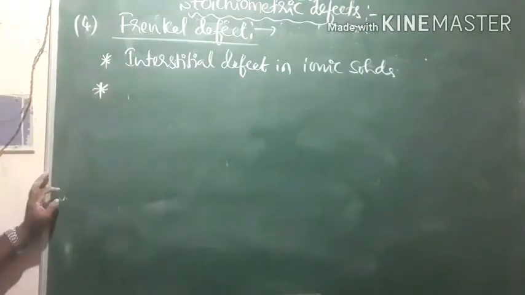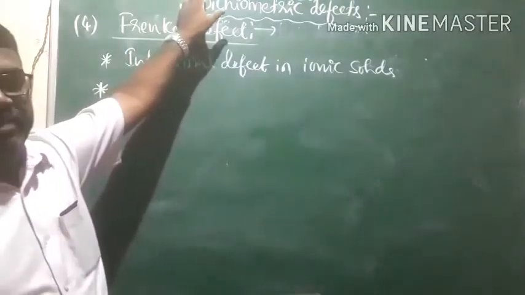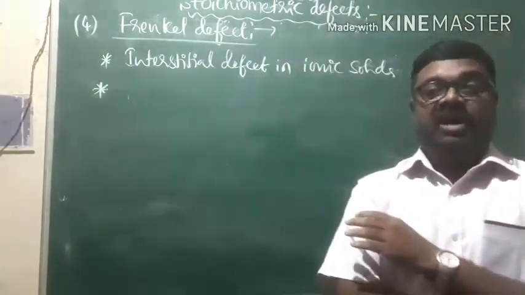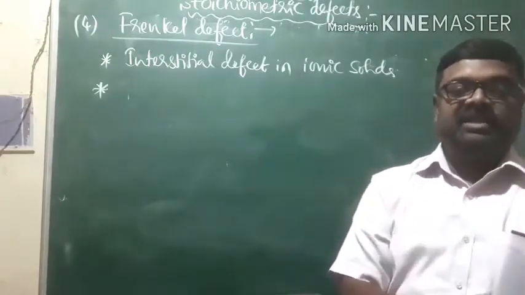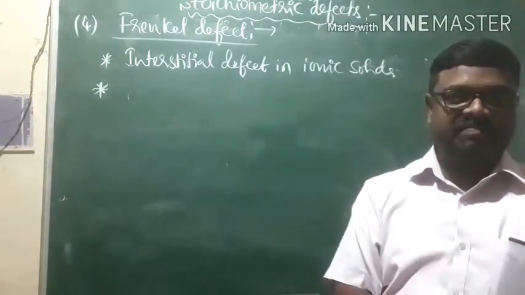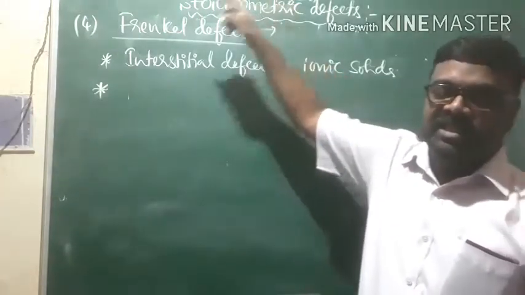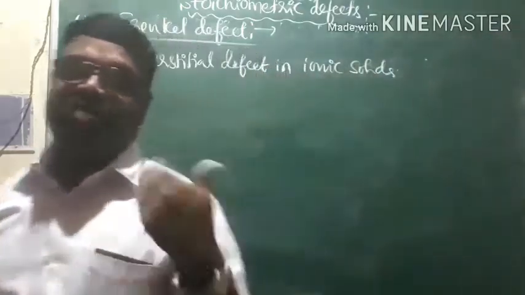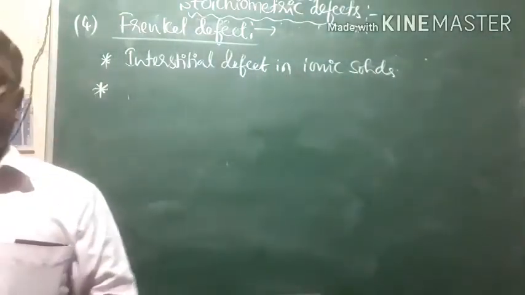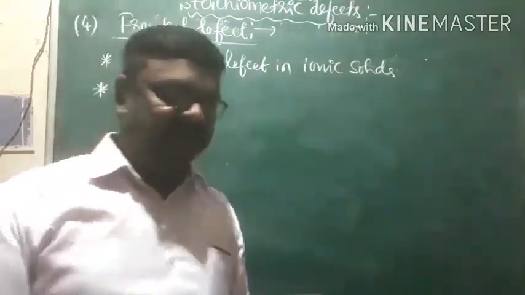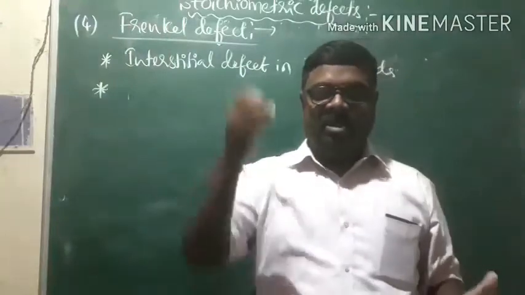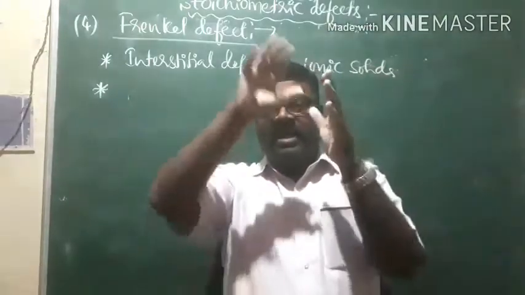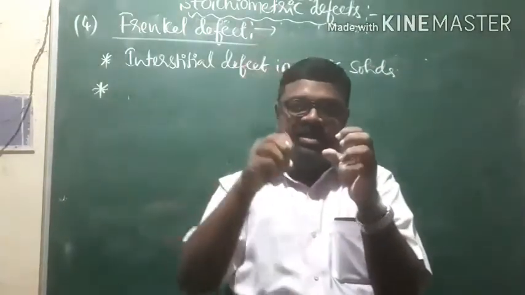The second point to be remembered here is that in the Frenkel defect, the cation will be dislocated from its lattice site into the interstitial site. The Frenkel defect is an interstitial defect in ionic solids in which the cations are dislocated from their lattice points into the interstitial site. In a given crystal lattice, the locations occupied by the particles are called lattice points or lattice sites. And there are some vacancies.